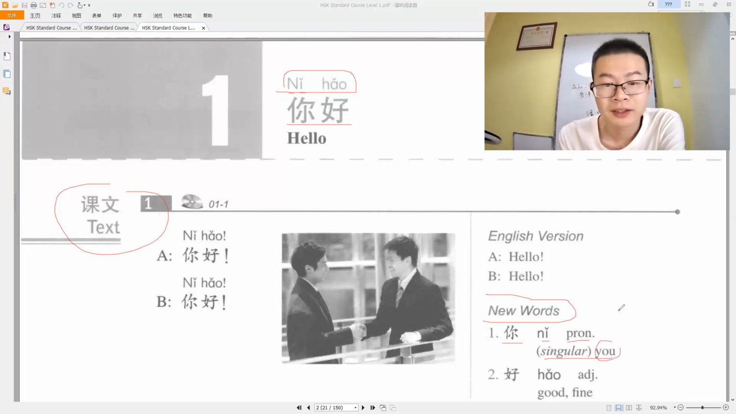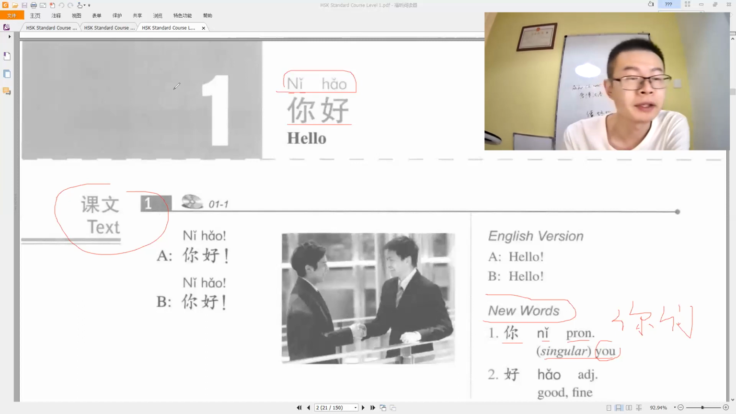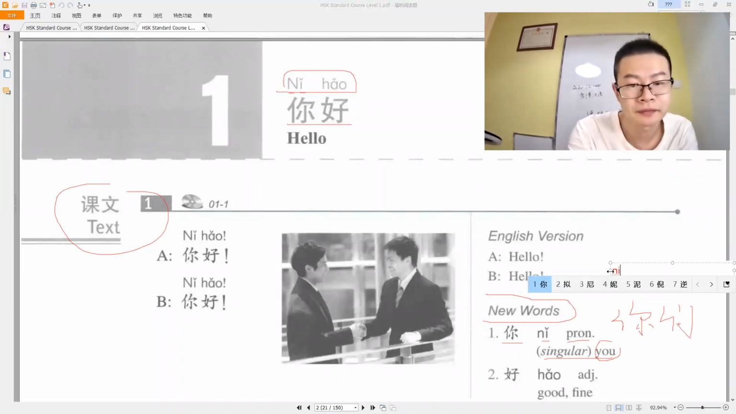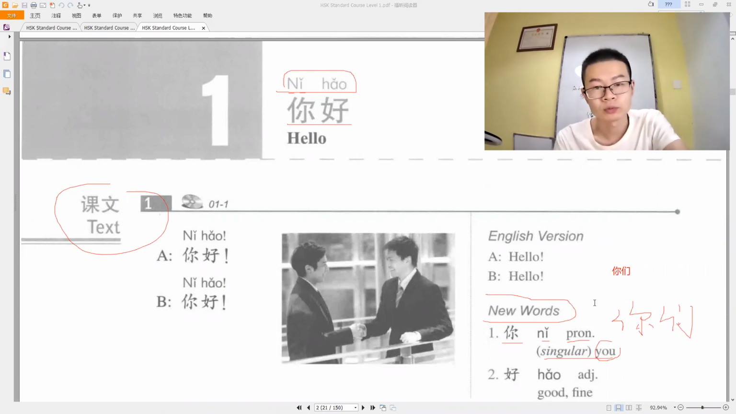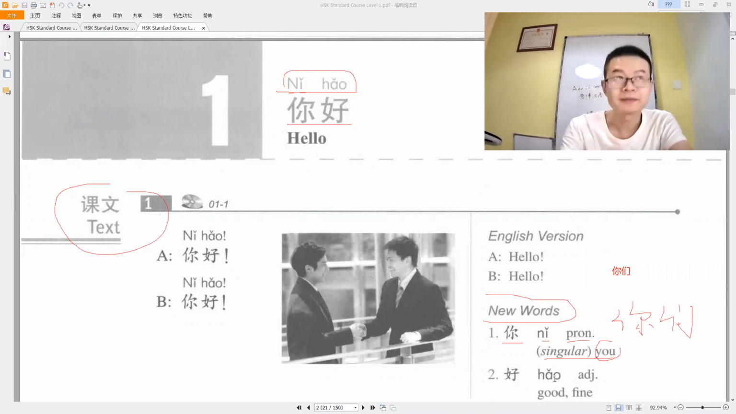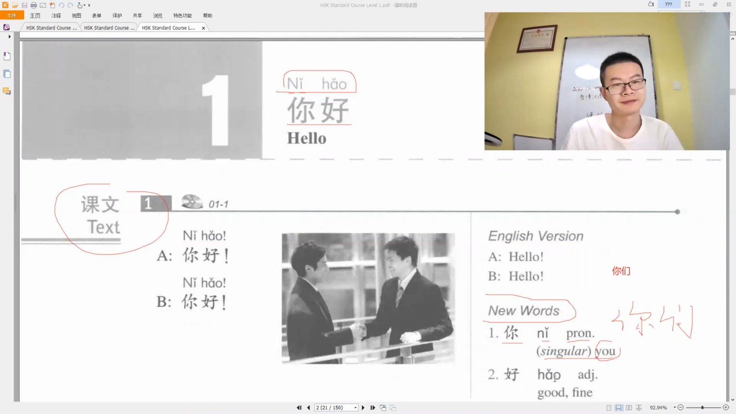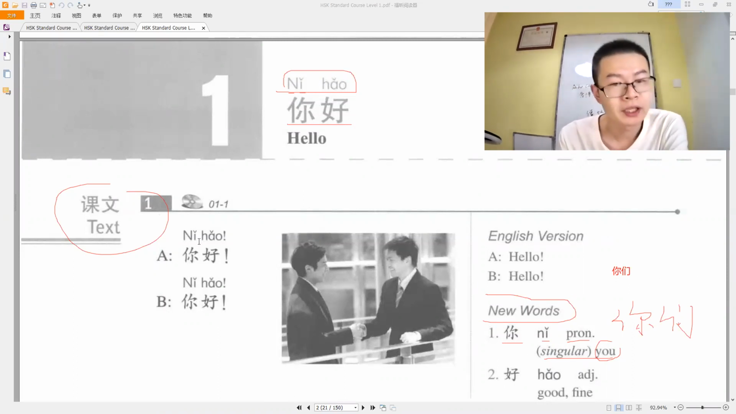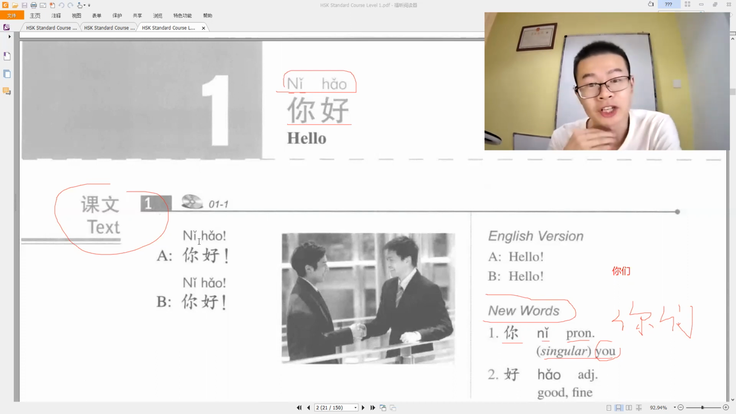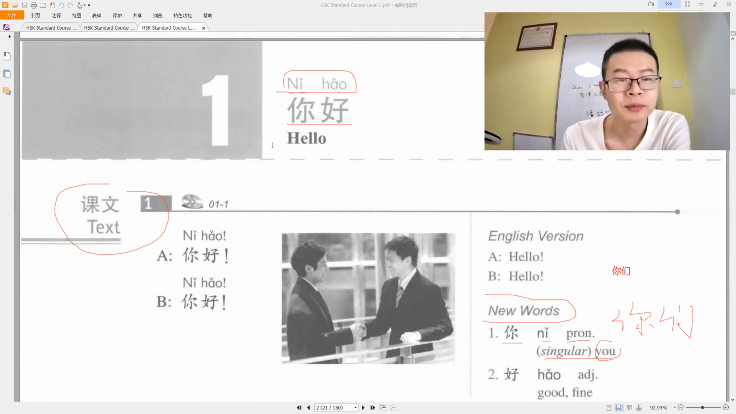Singular, and 你们 is plural. 你们, okay, 你们. Men is the plural marker. 好 means good, fine. 你好, 你们好. Say, hello everybody, 你们好. Hello, 你好. When others say hello, you can answer back hello. It's also 你好 in Chinese, simple to reply, okay.